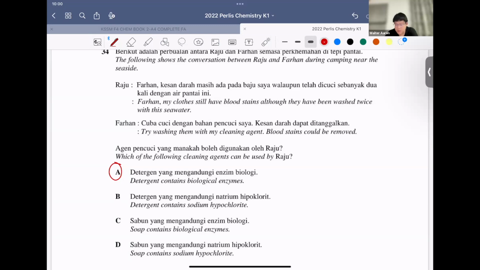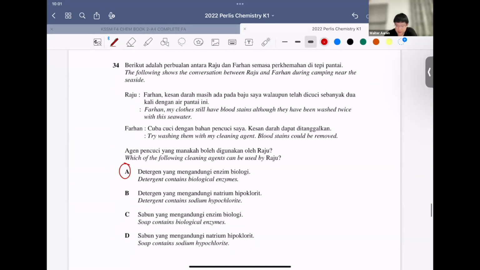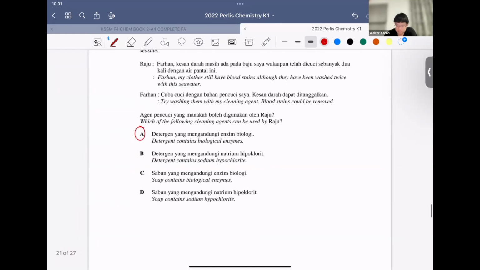I think some of you will actually argue and say that, what about sodium hypochlorite, which is bleach over here? Isn't bleach better? So it depends on what kind of clothes the person is wearing. Now, most of the time, we don't want to have bleach onto our colored clothes, because if that's the case, then you'll produce patches, it will decolorize your shirt, which you don't want. So the best one is to try with detergent with biological enzymes, which can then help to remove that particular blood stains much more easily. Okay, so number 34 is B.